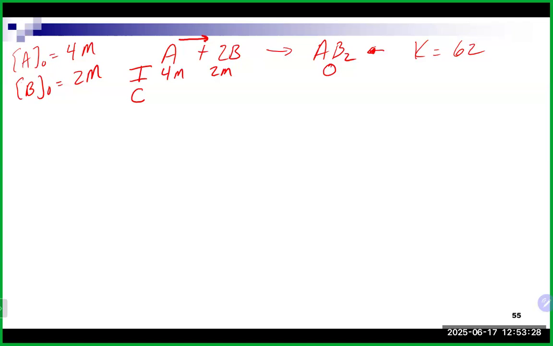We represent that in ice tables with minuses and pluses. The reactant side would be minuses because it's decreasing, and the product side would be pluses because it's increasing. We use X to represent our change. A really important part of this is that this would be minus X, and this would be minus 2X. You do have to take the coefficients into account when you do the X part.